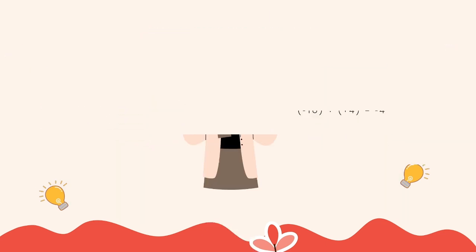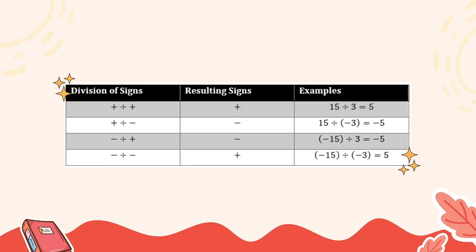Next, table of division. Division of sign. Positive divided by positive, result sign positive. For example, positive 15 divided by positive 3 equals positive 5. Division of sign. Positive divided by negative, resulting sign negative. For example, positive 15 divided by negative 3 equals negative 5.